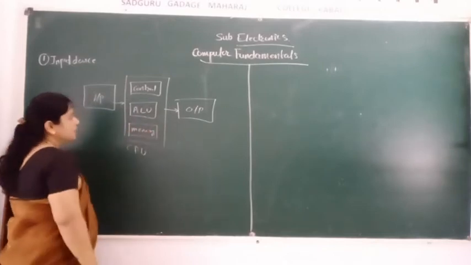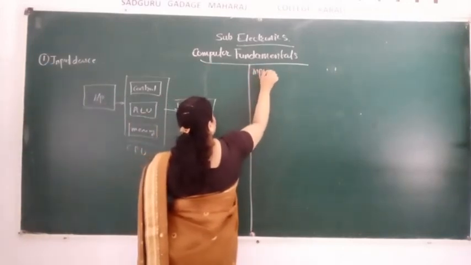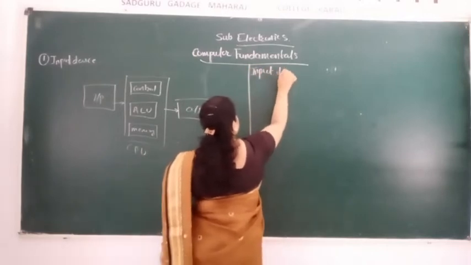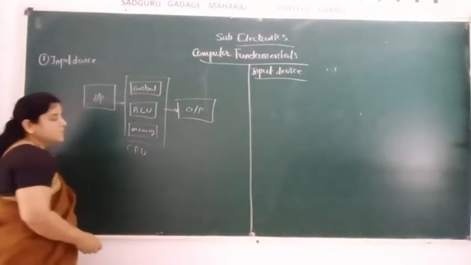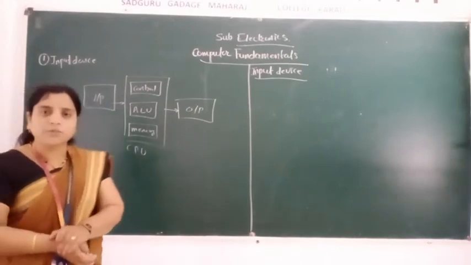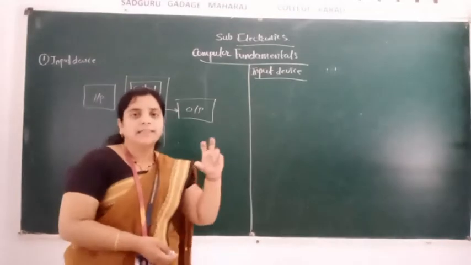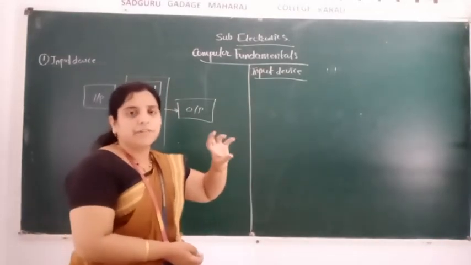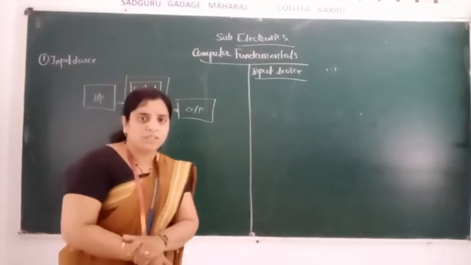So in detail today we are going to see the input device. How many types of input devices are there, that we are going to see today. What this block diagram says is we are applying the input device to the central processing unit. What is the function of the central processing unit? It is the brain of the computer. It is the heart of the computer. Every performance, every function is in the CPU only.